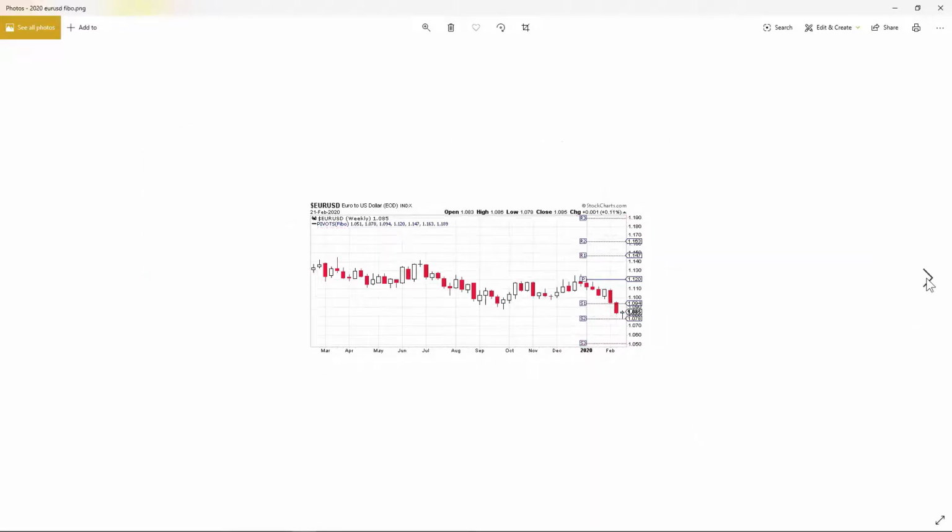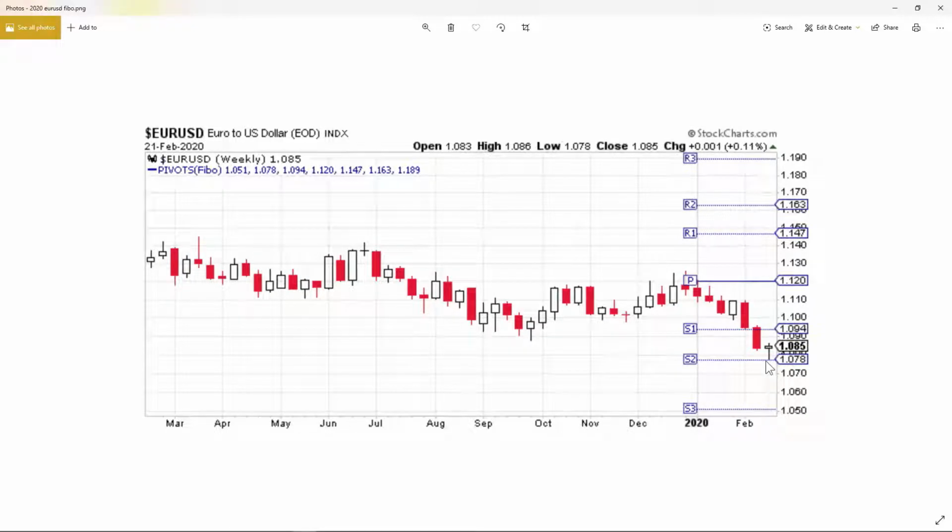Okay. Euro dollar. Just bounced off of its Fibonacci yearly S2 pivot here at $0.78. May come back to $1.12. As long as it's below $1.12, it's going to have a bearish bias. It may go down to $1.05 later on this year too. Okay. That's the S3 pivot.